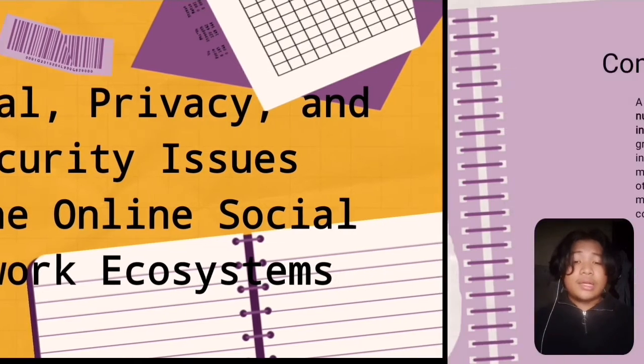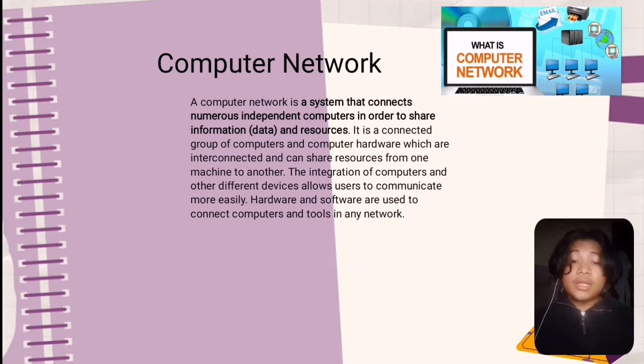Let's start with a computer network. A computer network is a system that connects numerous independent computers in order to share information and data resources. It is a connected group of computers and computer hardware which are interconnected and can share resources from one machine to another. The integration of computers and other different devices allows users to communicate more easily. Hardware and software are used to connect computers and tools in any network.